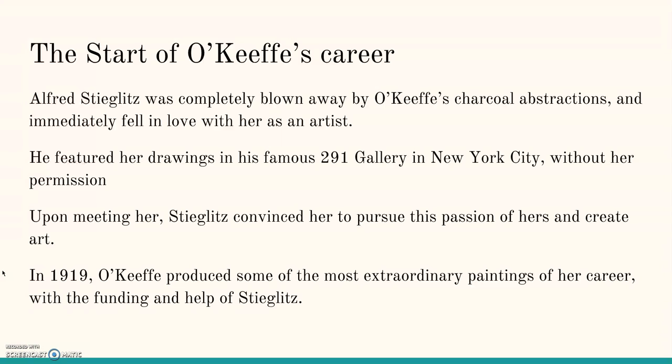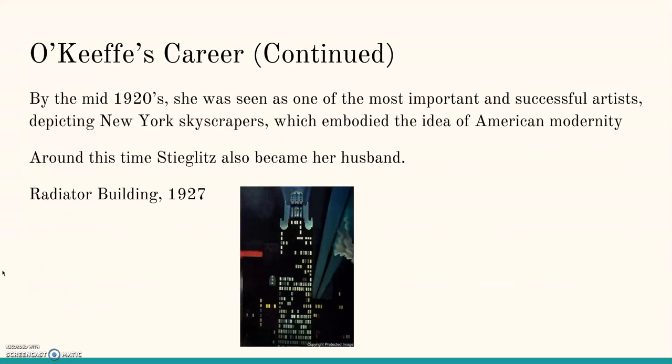In 1919, O'Keeffe produced some of the most extraordinary paintings of her career with the help and funding of Stieglitz. By the mid-1920s, she was seen as one of the most important and successful artists, depicting New York skyscrapers, which embodied the idea of American modernity that was slowly becoming more popular in America at this time. Around this time, Stieglitz also became her husband.